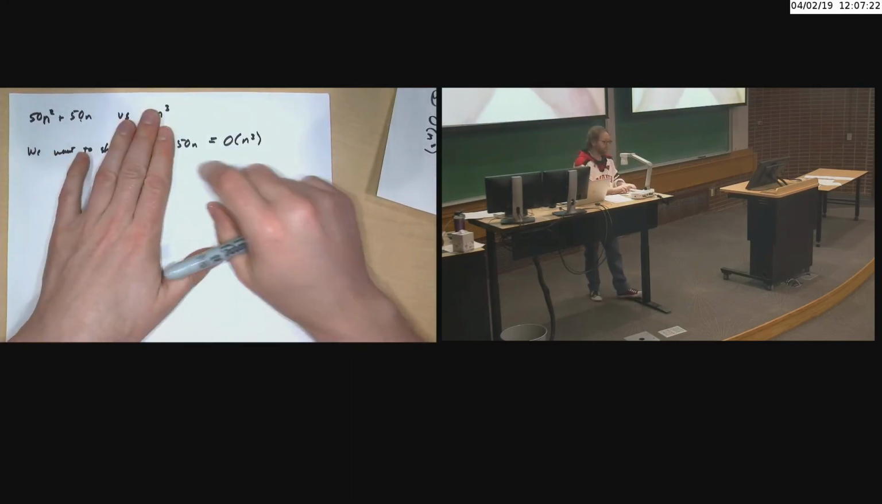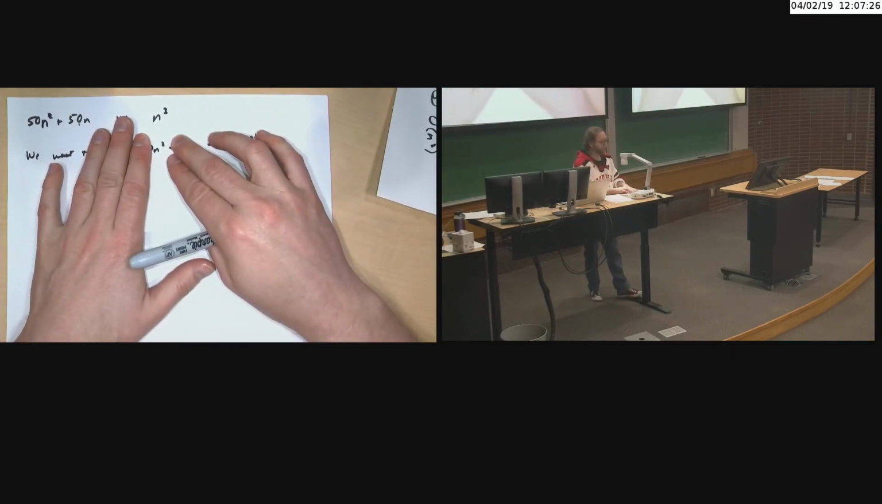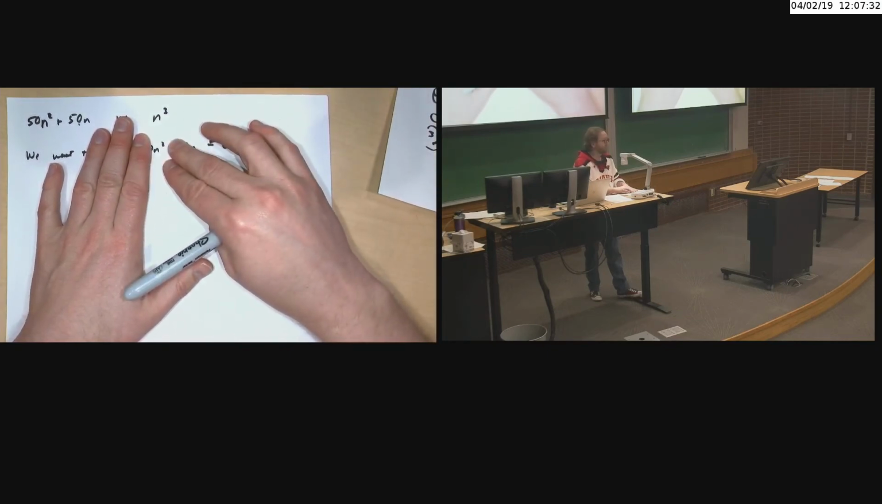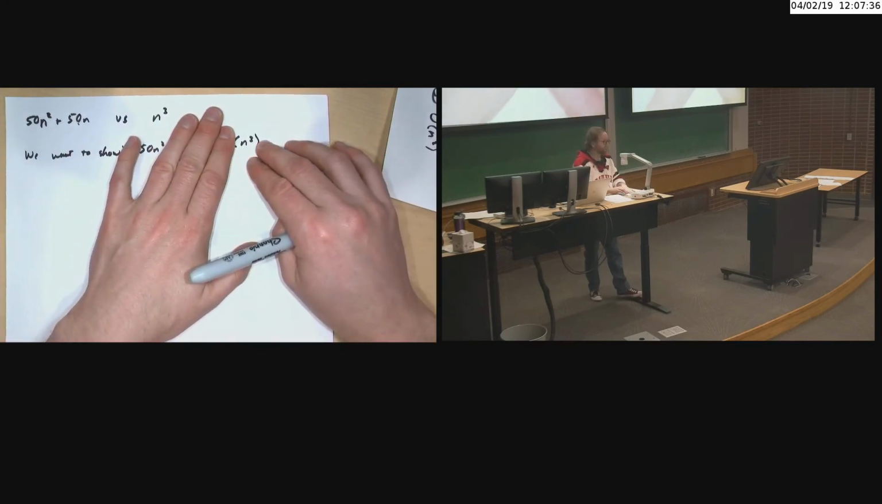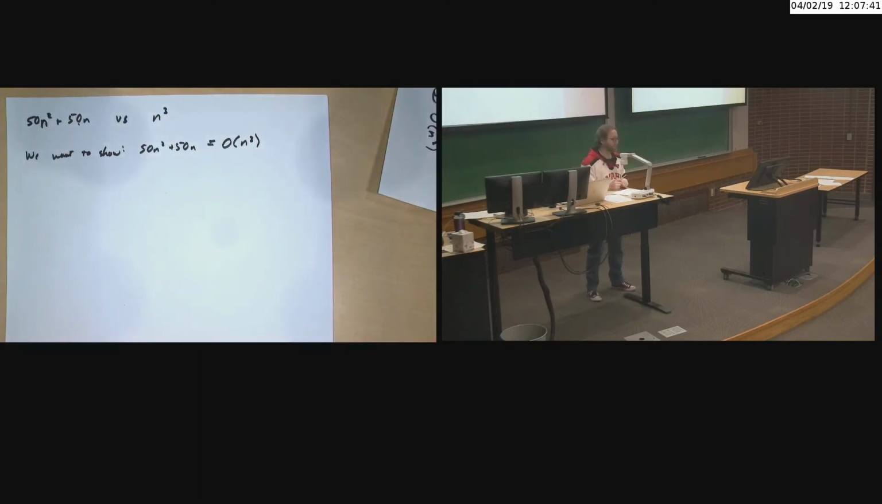Again, if you could just chop off lower order terms and the constants sitting out front, n squared is big O of n cubed, because n squared grows only linearly if you take the first derivative, while the rate of growth here is quadratic if you take the first derivative. So this is what we want to show.